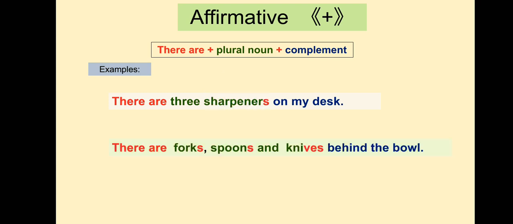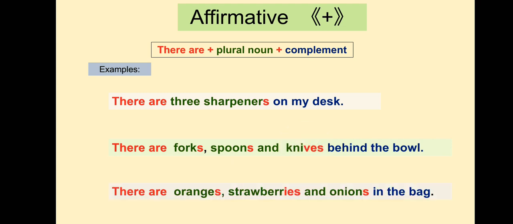Next, there are forks, spoons, and knives behind the bowl. Forks, spoons, and also knives behind the bowl. Next, there are oranges, strawberries, and onions in the back. Oranges, strawberries, more than one, and onions in the back.